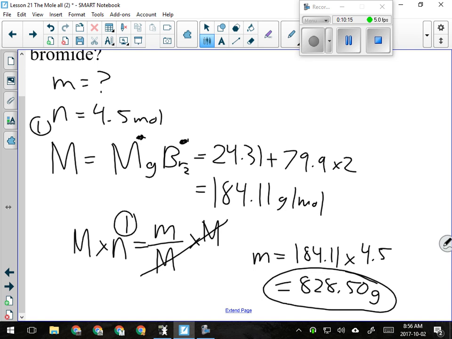Okay, any other questions on that one? Again, guys, it is super important to show your work. Okay, so you get a mark here for plugging in your numbers and a mark here for your answer. So this would be a 4-mark question.